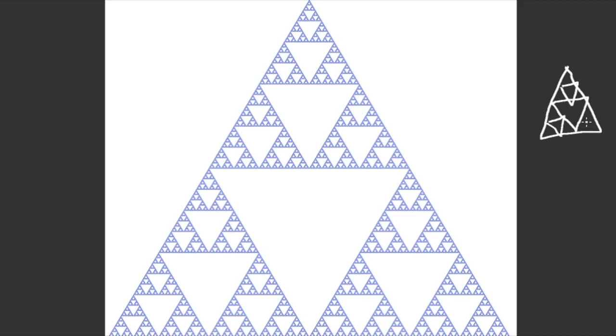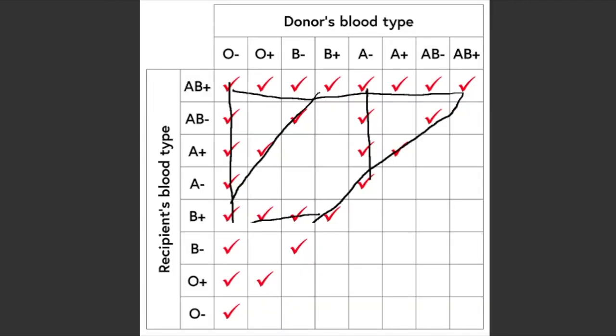And so Sierpinski's triangle is what we call a fractal, this infinite figure, right? You could zoom infinitely into Sierpinski's triangle and you would always see the same pattern, the same fractal. Okay, so all of that is interesting, but what is Sierpinski's triangle doing in a table of blood compatibility?